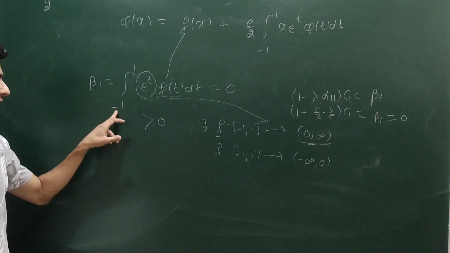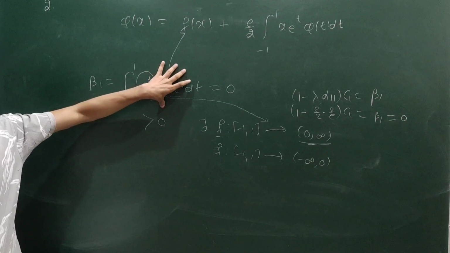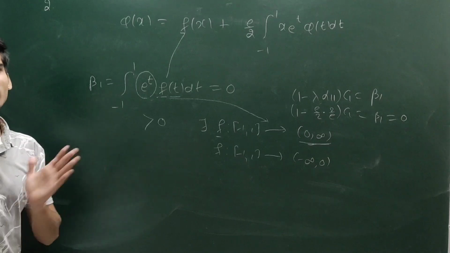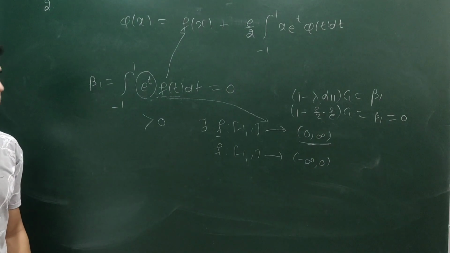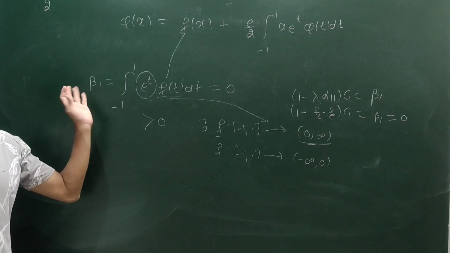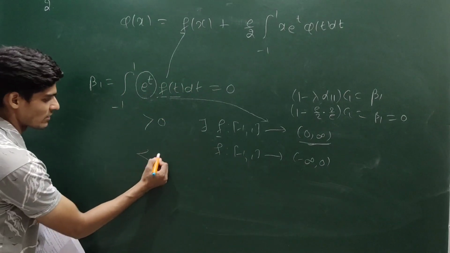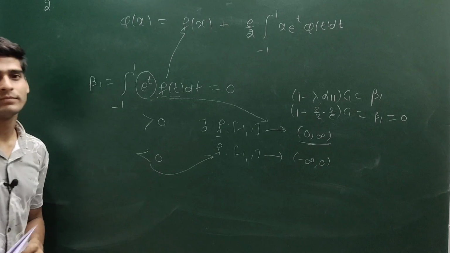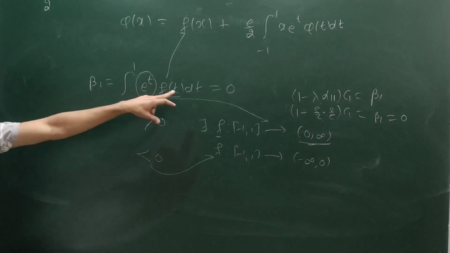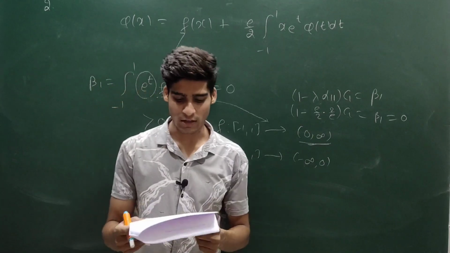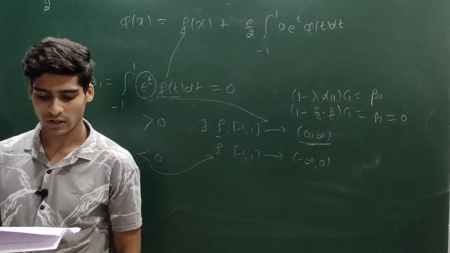Then you will have the integral from minus 1 to 1 of a positive continuous function. So that will give you at least some area, which is a positive area. And because of the negative sign, this cannot be 0. This part has to be negative in this case. So you cannot have beta 1 as 0. So you will not have a solution in this situation. So option A and option B are false.